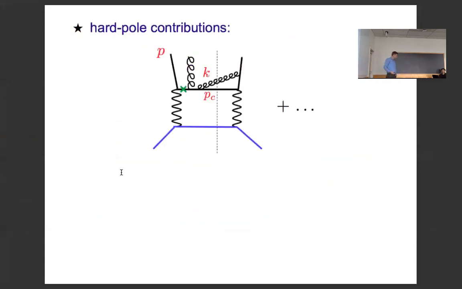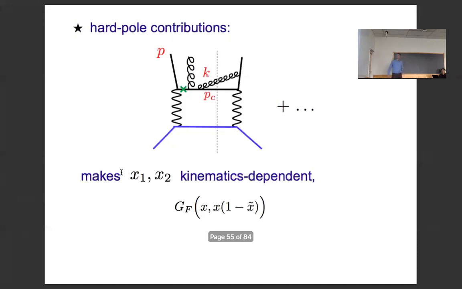So then, additionally, what you also have are so-called hard pole contributions. So far, all contributions were sitting at x1 equals x2 equals x. But there are also other pieces in the diagram where you can pick up poles. And these poles will no longer have x1 equals x2. That's why they're called hard pole contributions.